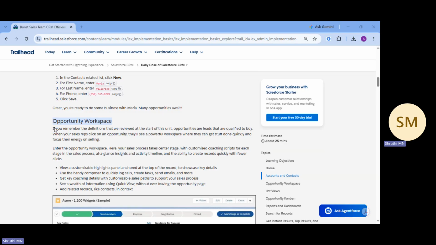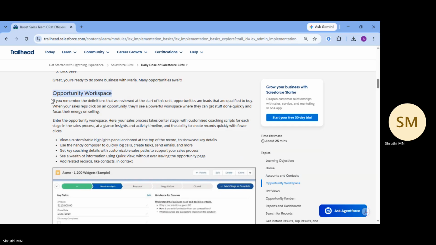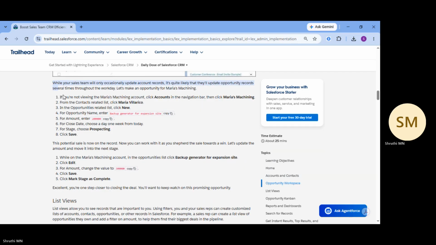But here's my question for you. If someone gave you a Salesforce org today and asked you to explain the difference between an account, contact, lead, and opportunity, could you explain it in 30 seconds? If not, don't worry. That's exactly what we are going to keep learning together.